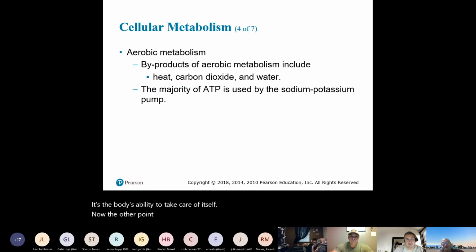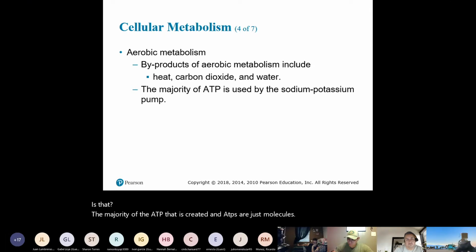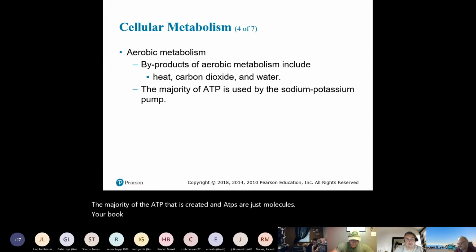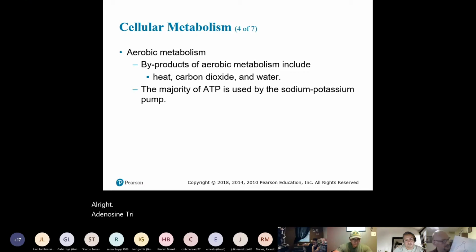Now, the other point here is that the majority of the ATP that is created, and ATPs are just molecules, although your book has a diagram of it. Let me real quick, and I lost my marker. Oh, there it is. You can't see my whiteboard on this background. All right. ATP, adenosine triphosphate.